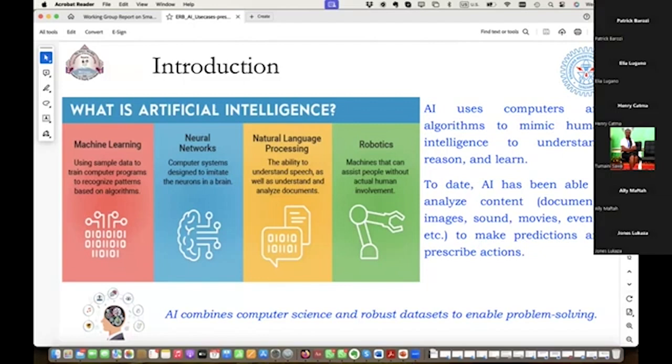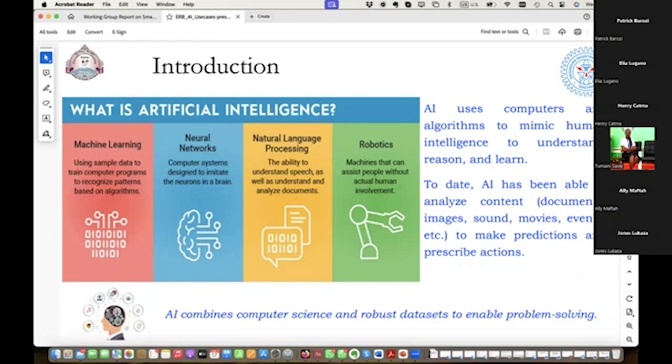But when you look at it, you see key drivers. You see machine learning, which is a technology using sample data to train computers and programs to recognize patterns based on algorithms. The second is neural networks, or sometimes deep learning, which is a computer system designed to imitate the neurons in our brains. Another is natural language processing, the ability to understand speech as well as understand and analyze documents. And the last is robotics, which we've been with for years, where the key issue is automation.